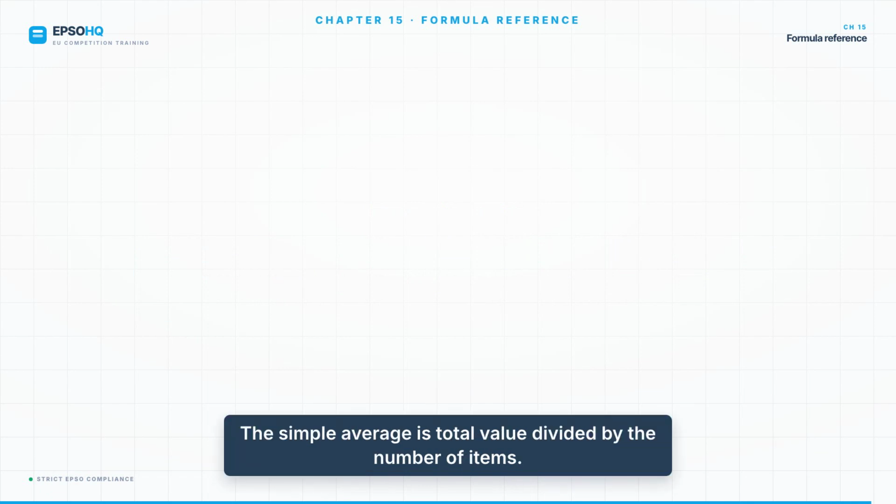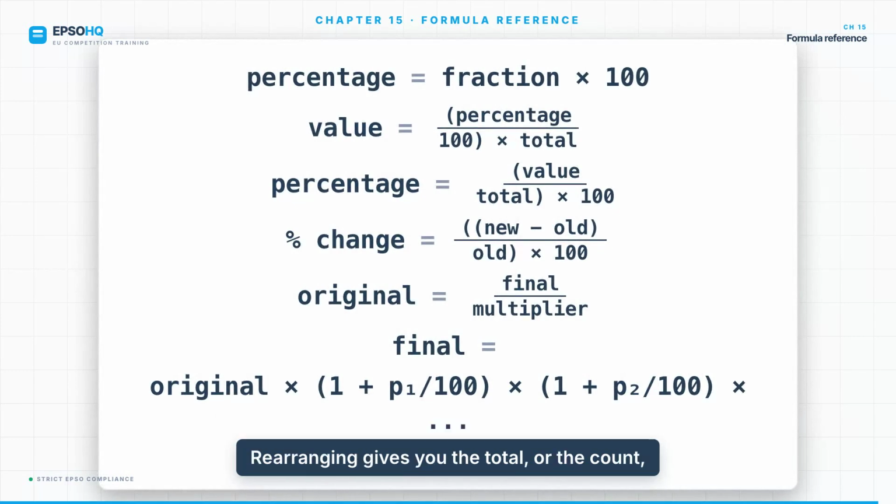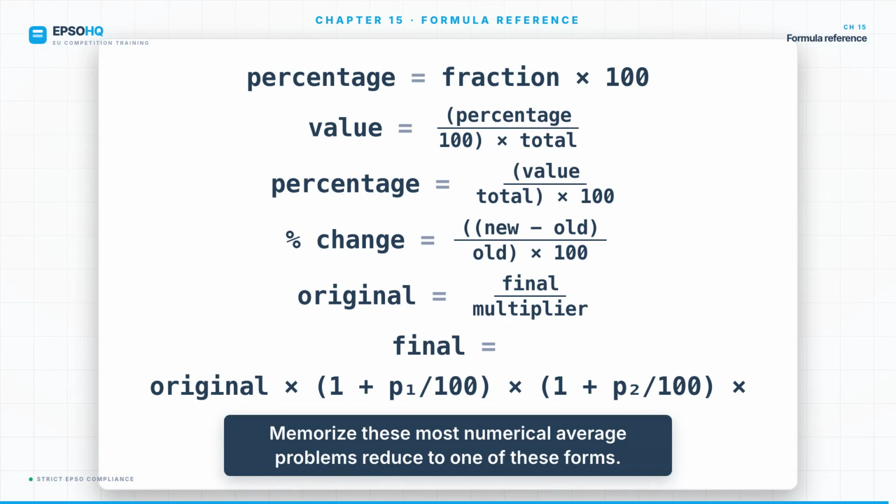Here is the reference. The simple average is total value divided by the number of items. Rearranging gives you the total or the count from any two of the 3 quantities. Memorize these. Most numerical average problems reduce to one of these forms.